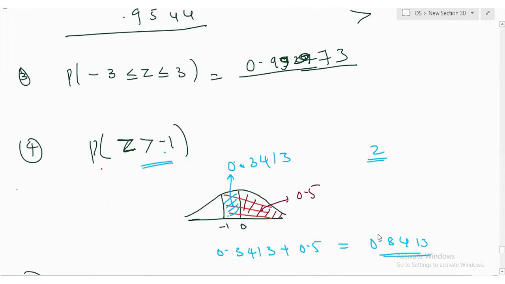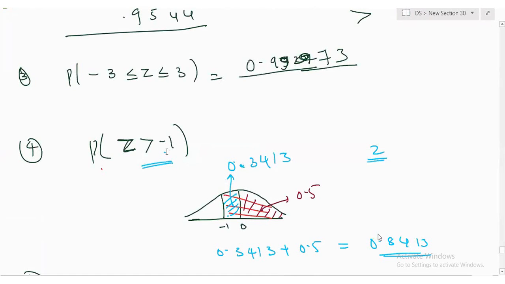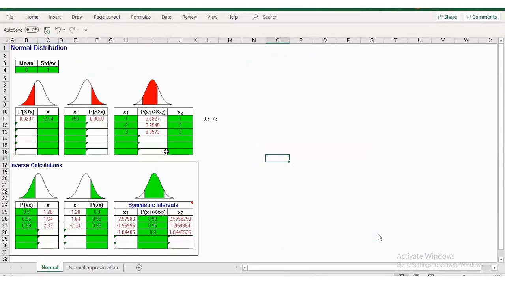Okay? You guys are understanding what I'm saying? Okay. And next, what are the things? Z greater than -1. Z greater than -1.